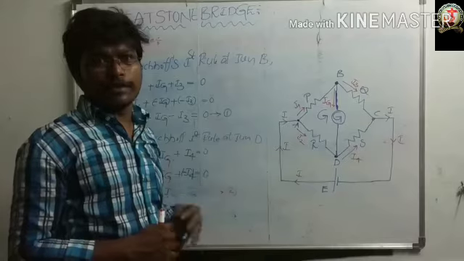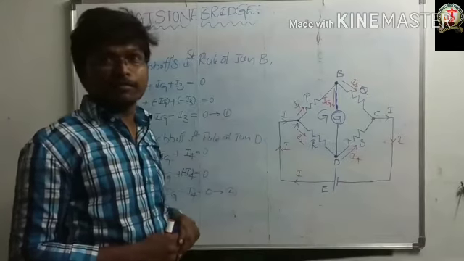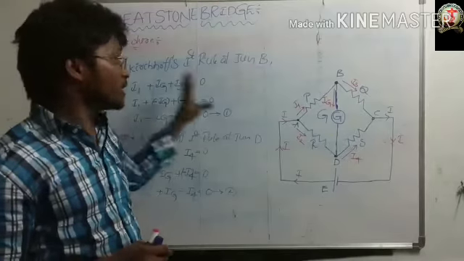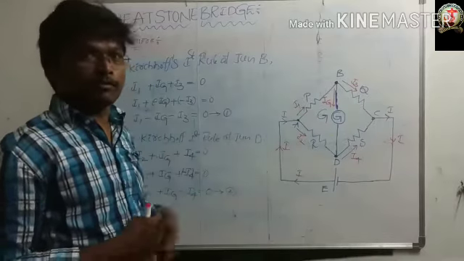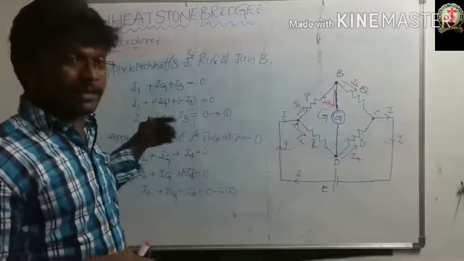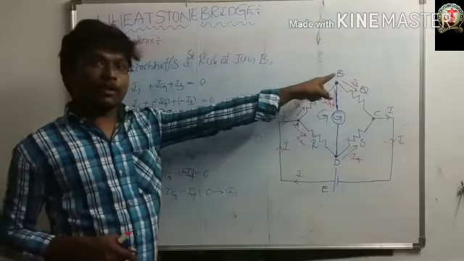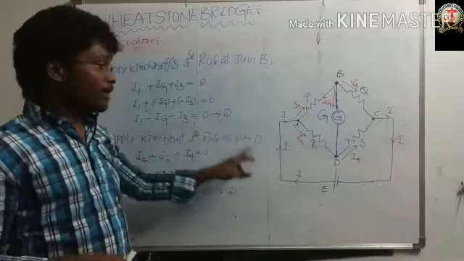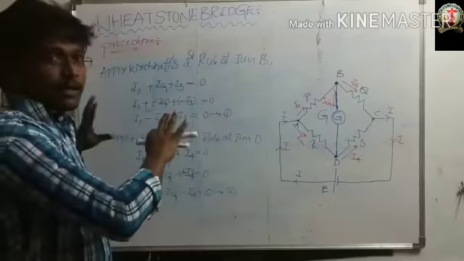I told you already yesterday, this concept is not finished, so now we should finish this. I already told you yesterday the procedure of this Wheatstone bridge. What I did yesterday: I applied Kirchhoff's first rule at junction B. This is the expression. Next, I applied Kirchhoff's second rule at junction D. This is yesterday's class.